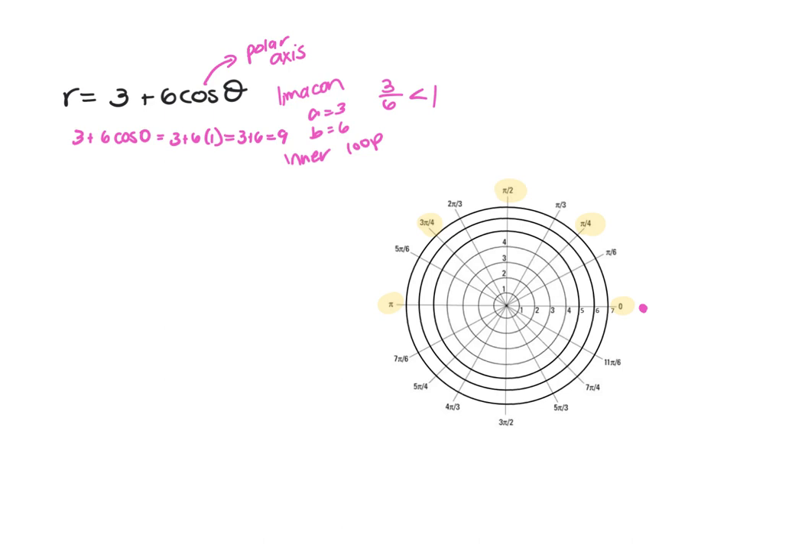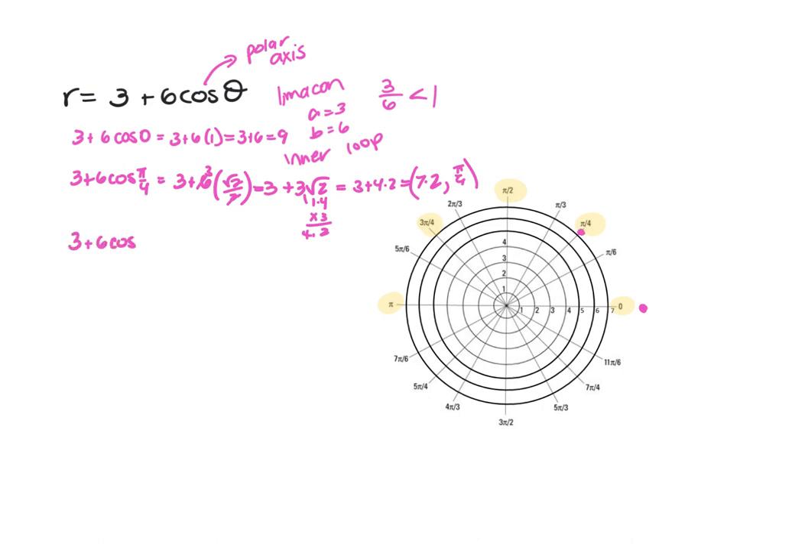Then I go to the next one. I'm going to plug in pi over 4. So 3 plus 6 cosine pi over 4. 3 plus 6 times root 2 over 2, which becomes 3 plus 3 root 2. Root 2 is 1.4. 3 times 1.4 is 4.2. 3 plus 4.2 is 7.2. So 7.2, pi over 4 is the next one. Then 3 plus 6 cosine at pi over 2. Cosine at pi over 2 is 0. So this is 3.